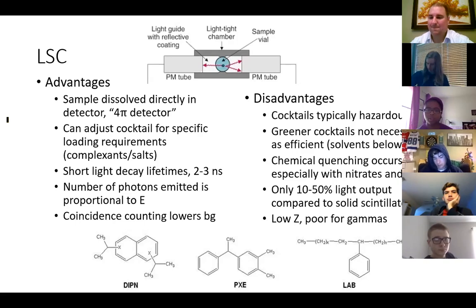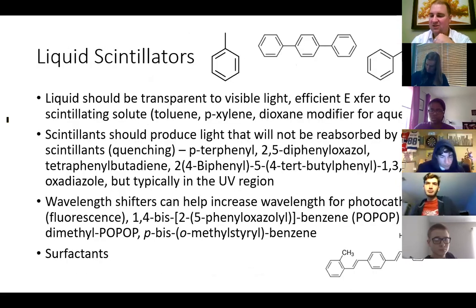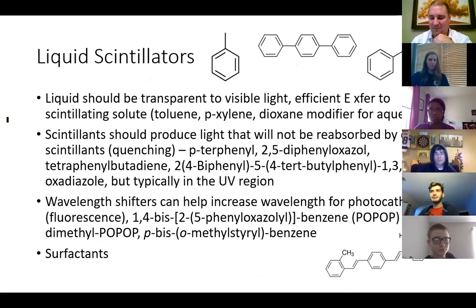What is the cocktail? The cocktail is that whole solution: the solvent, the fluorescent molecule, the solute that you chose to collect the energy initially and turn it into light, the wavelength shifter, and I didn't mention surfactants. Everybody knows what surfactants are, right? They help lipids and oils dissolve in water. Sometimes people call them detergents. So they are going to help materials mix.